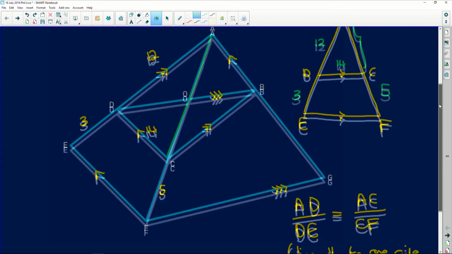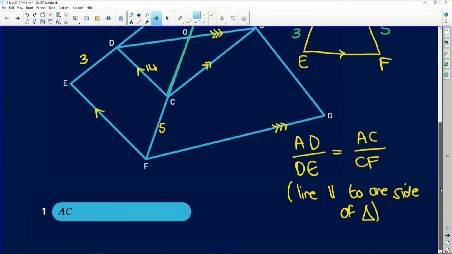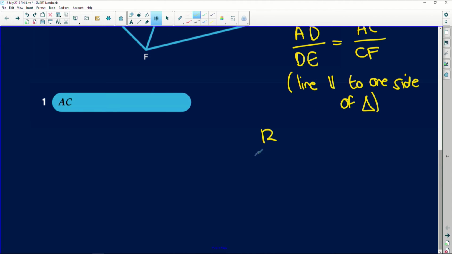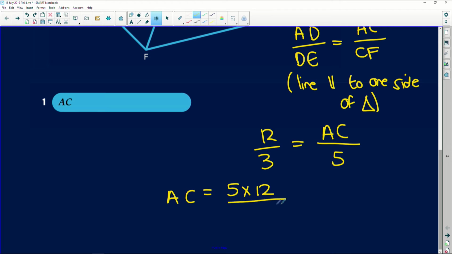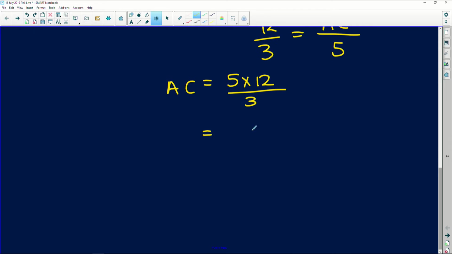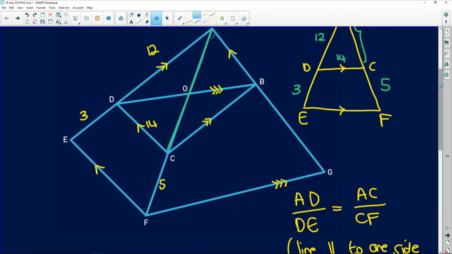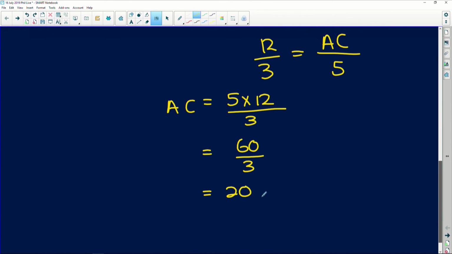So AD is 12, DE is 3, so we get 12 over 3 is equal to AC, which we're trying to find, over CF, which was given to us as 5. Which means that AC is equal to, cross multiply, 5 multiplied by 12 all over 3, which gives us 60 over 3, which gives us 20. So that means that this side here, AC, this long side, is 20 units. When in doubt, just write units. You may lose a mark.